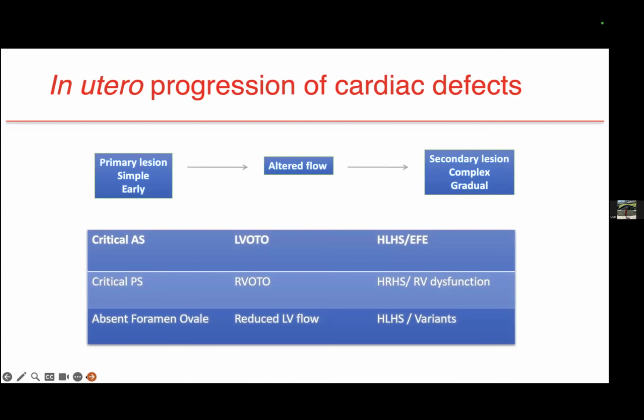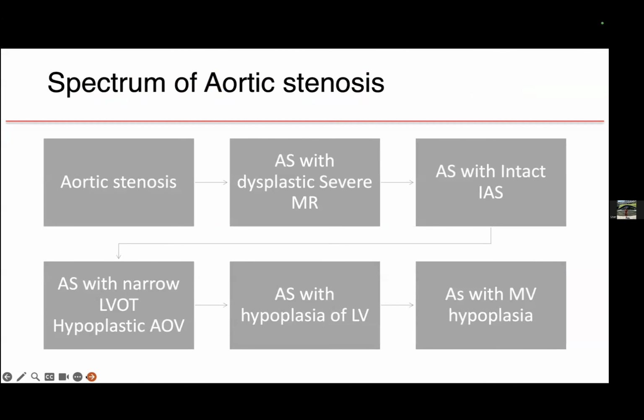So the hypothesis is, can we halt the process at the primary level itself, at the aortic stenosis level, so that the flow alteration can be stopped and we can allow the growth of the left ventricle by the normal flow, like how it would happen otherwise in a fetus, and thereby prevent the development of hypoplastic left heart syndrome. So that is the primary hypothesis, and let's see how it happens.